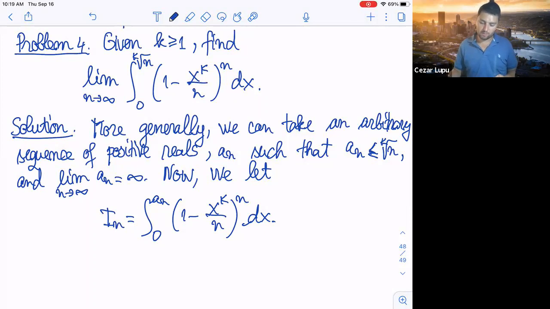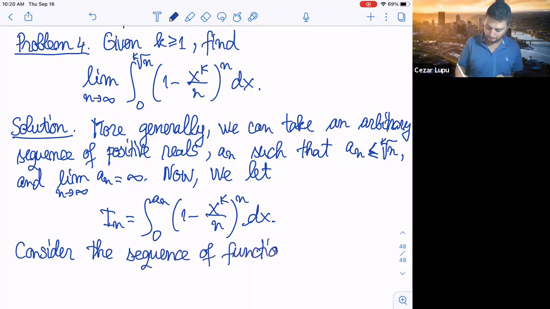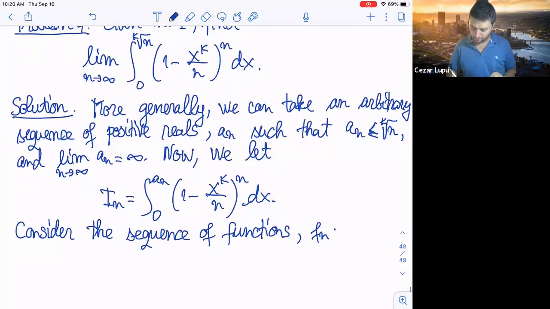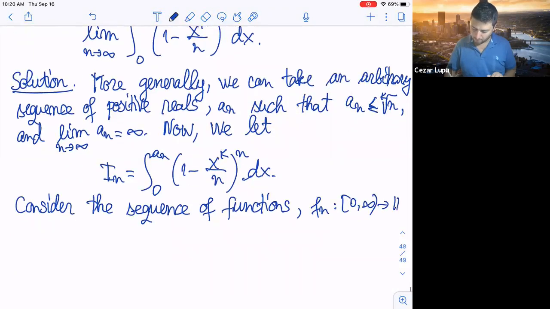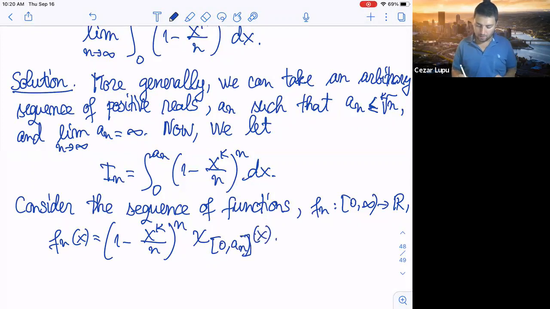And let's consider the following. Consider the sequence of functions, let's just say f_n. f_n of x will be the following: 1 minus x to the power k over n, everything to the power n, times chi on 0 to a_n, pay attention, in fact it's closed here, of x.